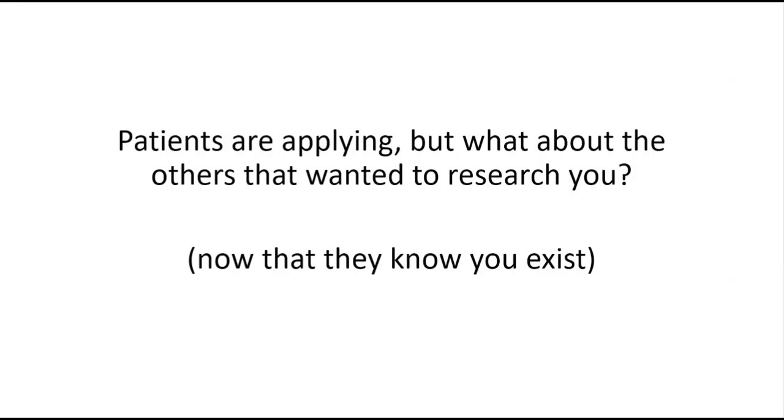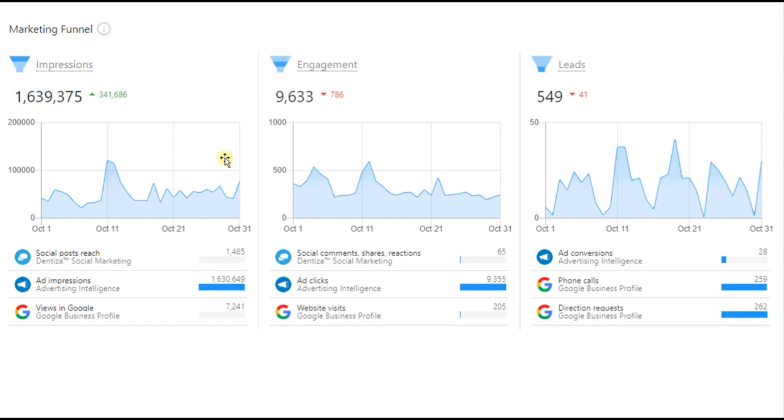So patients are applying, but what about the others that wanted to research you? Well, what happens here is they call you directly. So this is the Dentiza dashboard, and this shows the amount of impressions in a one-month period, October 1st to the 31st, views in Google, your social comments and shares, and the amount of post reach that you received from the managed team, as well as how many ad conversions you had in that particular month and the amount of phone calls that directly came in to your practice. And there's a direct relationship, as you can see from the webinar that we did. There was a webinar recently that you can find after this video that discussed the relationship between this number and these calls, right?